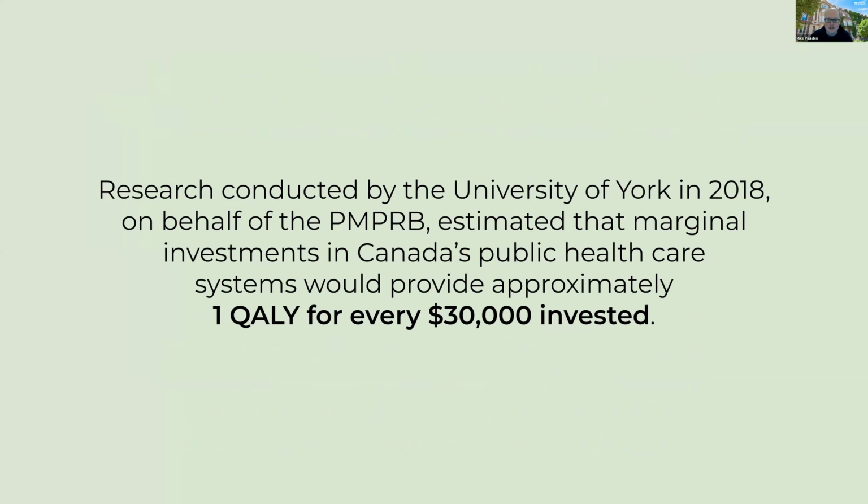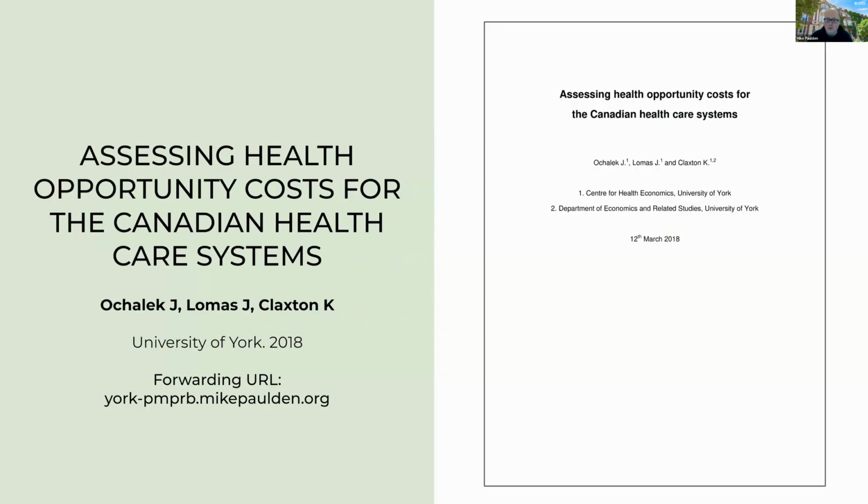There was some research conducted by the University of York back in 2018 on behalf of the PMPRB, which estimated that marginal investments in Canada's public healthcare systems would provide approximately one QALY for every $30,000 invested. So that's where the number came from on the previous slide. This is the report in question, if anyone's interested in reading it. The URL is extremely long, but I've provided a forwarding URL here that will take you to that report on the PMPRB's website.